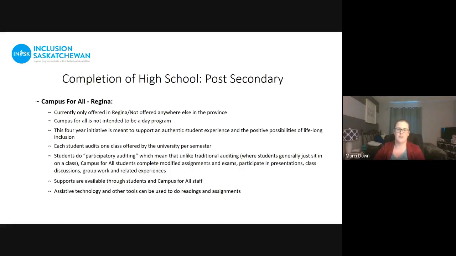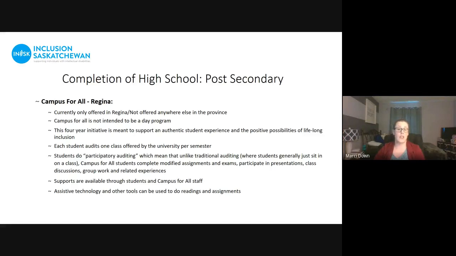I'd say most of my students that want to go to post-secondary, this is the place they want to go. And this is not modified. It's not modified at all. You can go in with any programming that you've taken in school and be accepted. They are not intended to be a day program. It's a 4-year initiative. It's meant to support authentic student experience and positive possibilities for long-term inclusion.